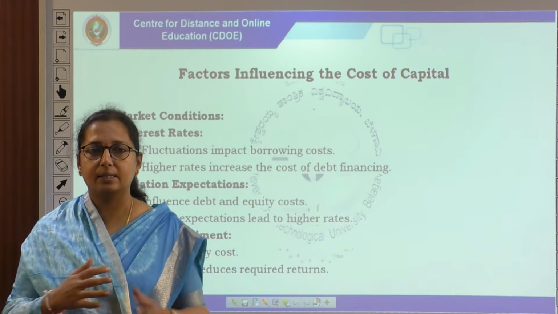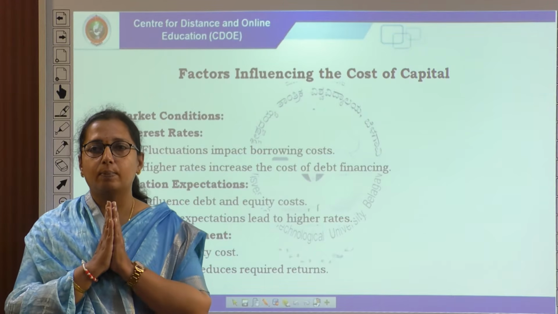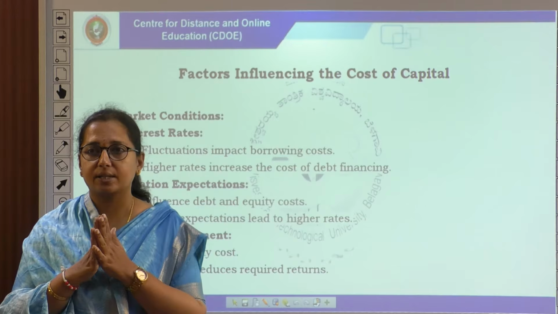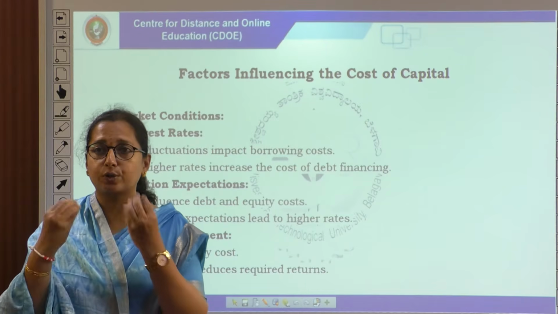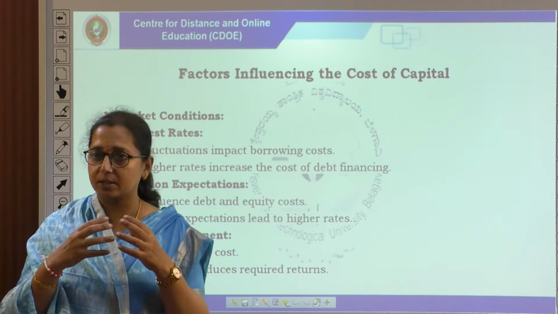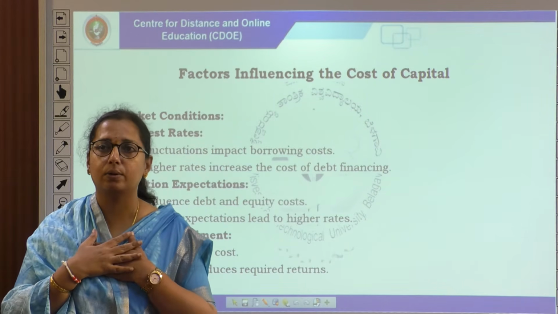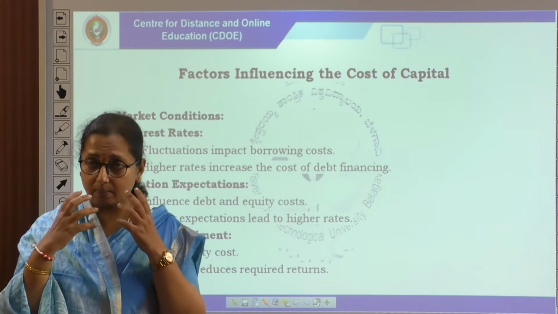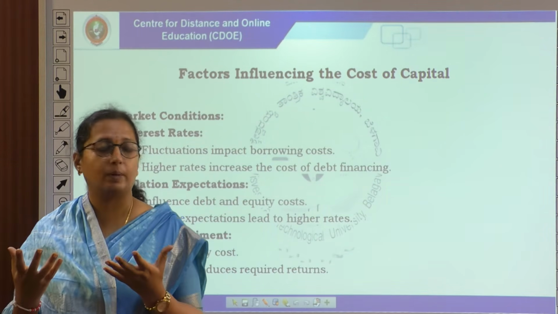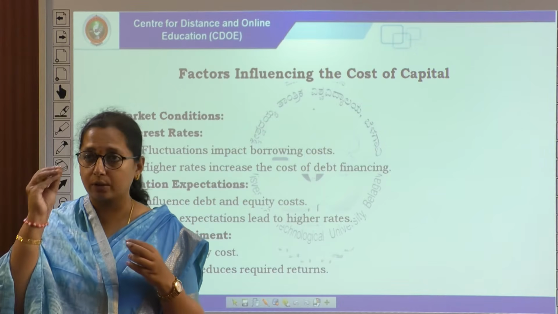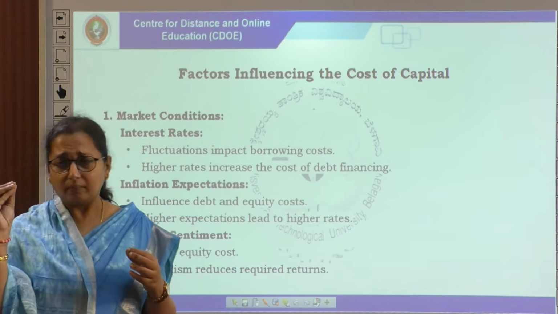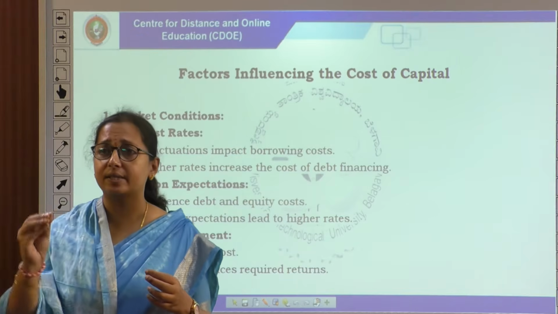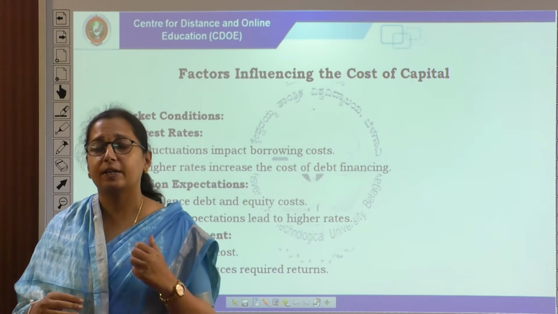When we talk about market condition, market in the sense is an external factor, where we are exposed to an external contribution, that is the interest rate. It will not be in our control to reduce the interest rate, but based on the obligations that we have and the prevailing price, we can decide and fix up the interest rate.